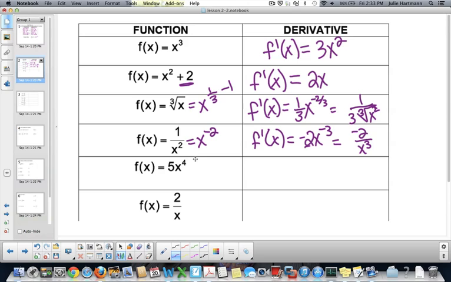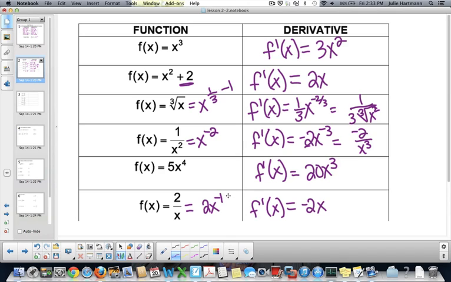Alright, 5x to the 4th, the derivative, 4 times 5 is 20, x, 4 minus 1 is 3. The next one, 2 over x, I'm going to write that 2x to the negative 1. So when we do the derivative, negative 1 times 2 is negative 2x, negative 1 minus 1 is negative 2. So it'll be negative 2 over x squared. Think you're getting the hang of it?